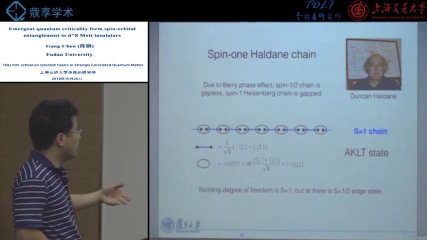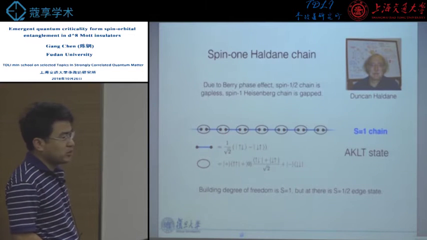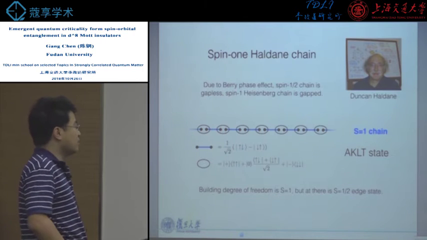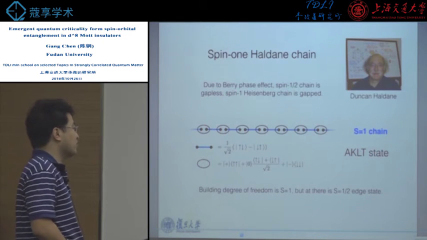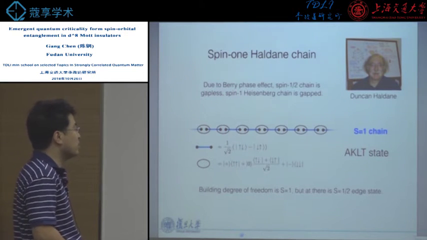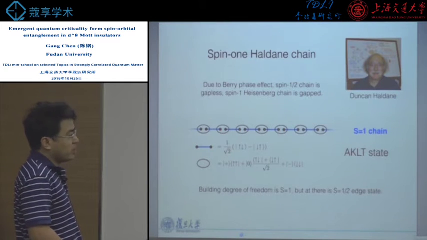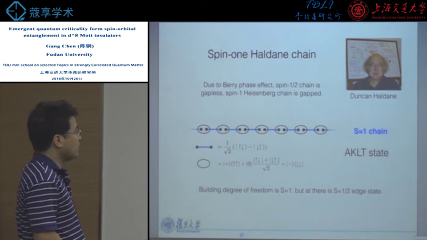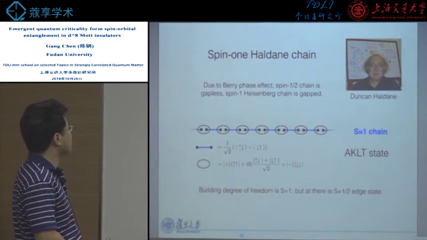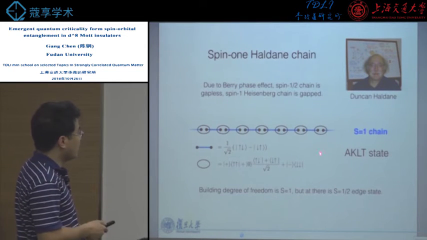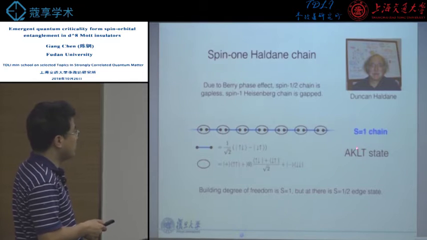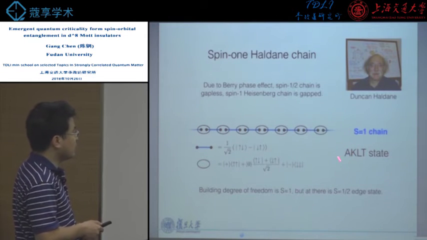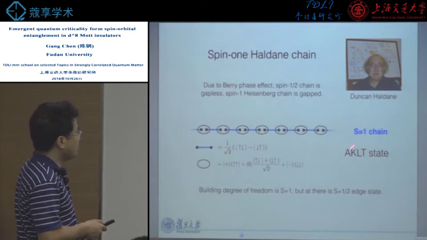He did everything by mapping into a nonlinear sigma model and found that there is a Berry phase effect, and the Berry phase effect is different for the spin-1/2 chain and the spin-1 chain. For the spin-1 chain, the Berry phase is completely gone, and then the system is equivalent to a nonlinear sigma model and should be gapped. Later on there is a paper by these four people, AKLT. A means Affleck, Ian Affleck. The rest of them I don't remember.